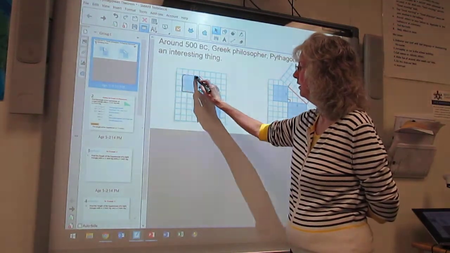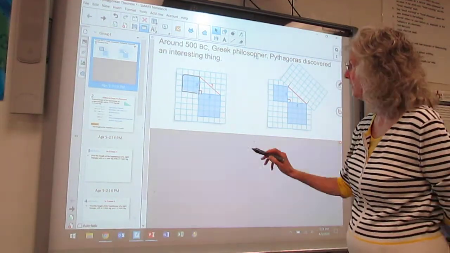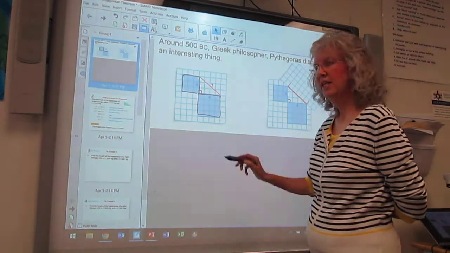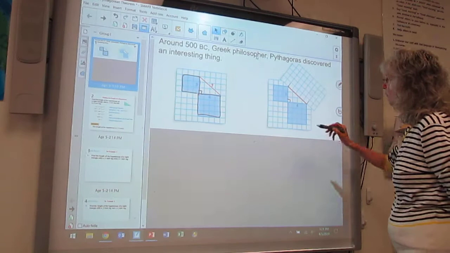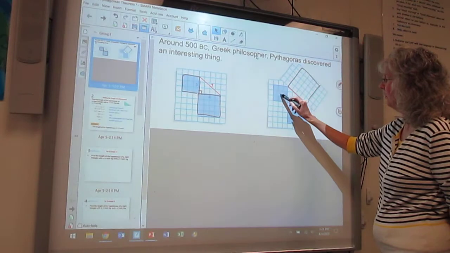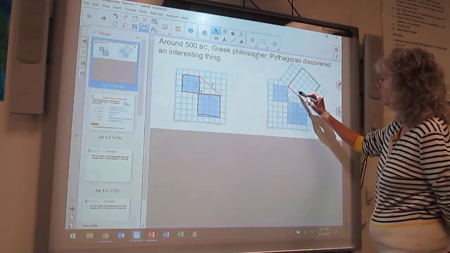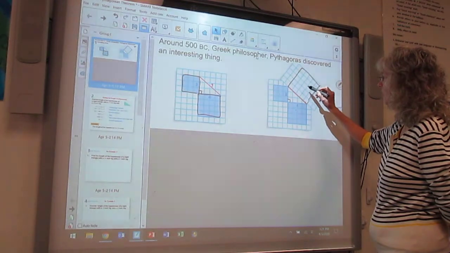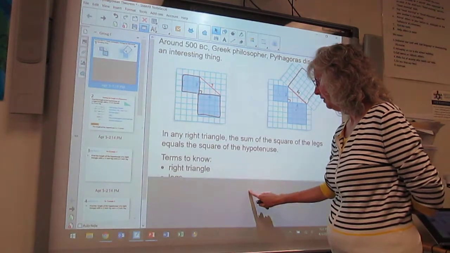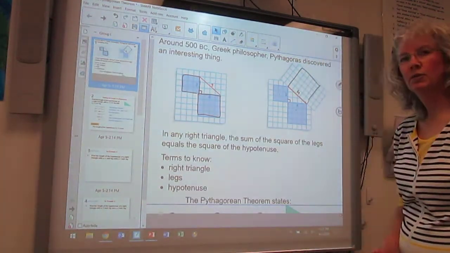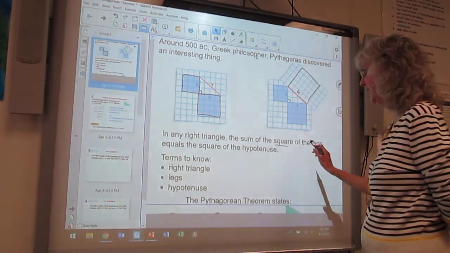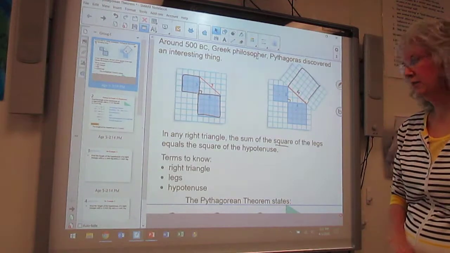If we square it, we get 9 square units. This leg has a length of 4. If we square it, we get 16 square units. Well, what Pythagoras discovered is that the square of 3 plus the square of 4 has to equal the square of this side, which happens to be 5. That is a really useful tool in geometry. In any right triangle, the sum of the square of the legs equals the square of the hypotenuse.